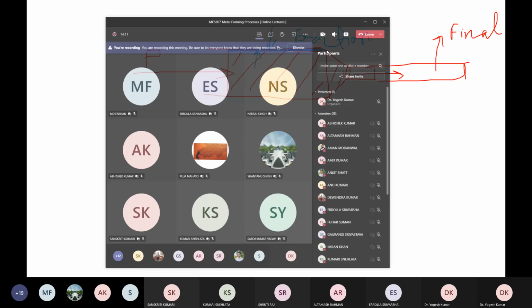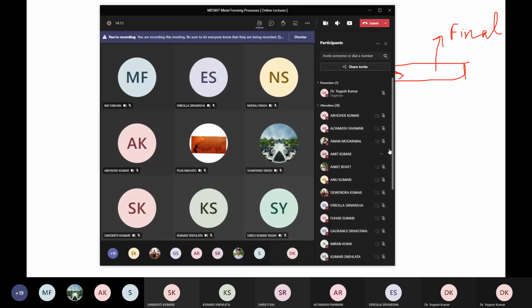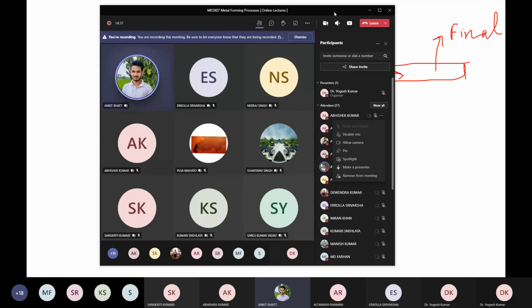Okay, let me cross-check. Abhishek, Altmas, Rahman, Aman, all three of you. Oh, I think you are not listening. Amit Kumar? Sir, I think it is undesirable, sir. Okay. Ankit Bhatt? Sir, I think it is undesirable.